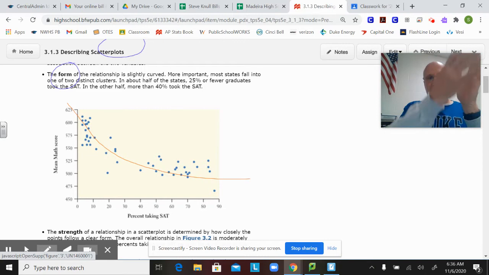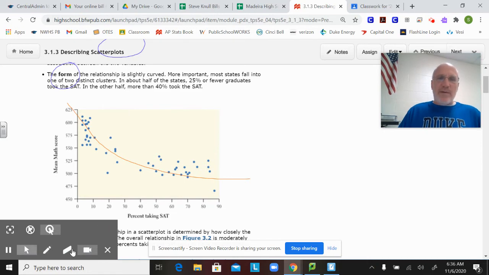So direction, this is trending negatively. Now, put it in context. That means the higher percentage taking SAT scores leads to a lower mean math score. Put it in context when you say it's trending downward. And then talk about the form. This one is curved. And the next one says talk about the strength.